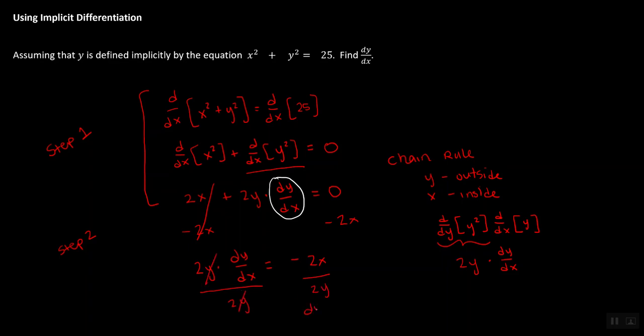leaving us with dy/dx equals negative 2x divided by 2y. We can simplify this dividing off the 2's, so we have negative x over y. So our final answer is that dy/dx is equal to negative x divided by y. And we found this using the process of implicit differentiation.